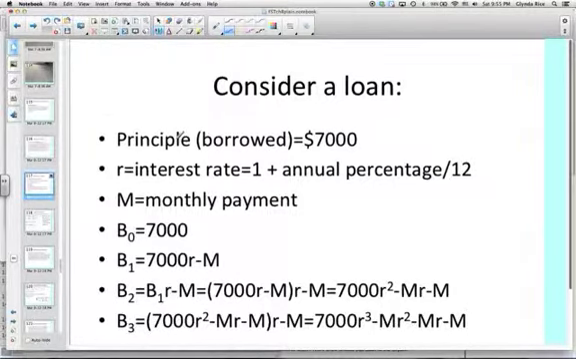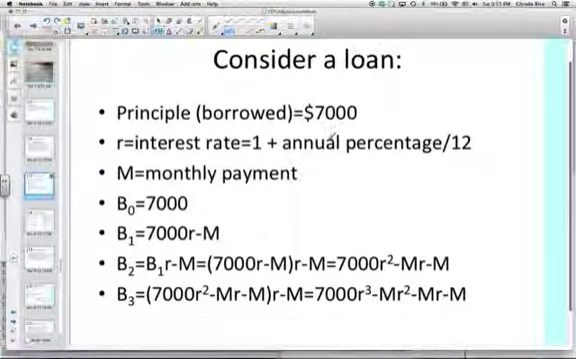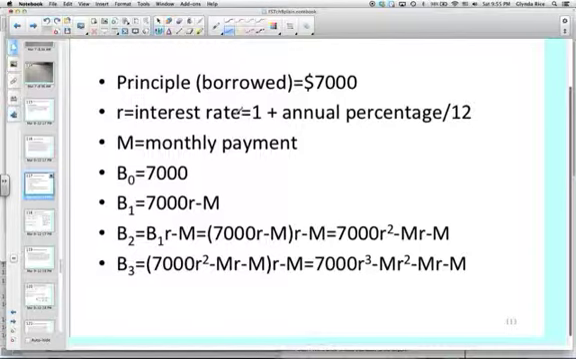So let's just start with an easy loan. Let's say you buy an okay used car. So you're going to borrow $7,000. R is the interest rate, and it's equal to 1 plus the annual percentage divided by 12. M is your monthly payment. So we're going to start at the time you borrow the money, $7,000. That's our time zero.